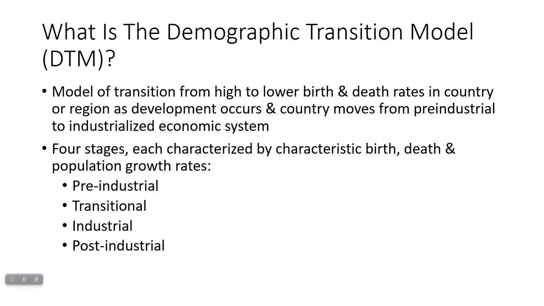So, it's a model that tries to explain the difference in birth and death rates in countries as they move from a pre-industrial society to an industrialized economy. There are these characteristic changes in the birth and death rate as well as in the population growth rate. So there are four stages: the pre-industrial stage, the transitional stage where society is becoming industrialized, then the industrial stage, and then the post-industrial stage. And we're going to talk about each of these.